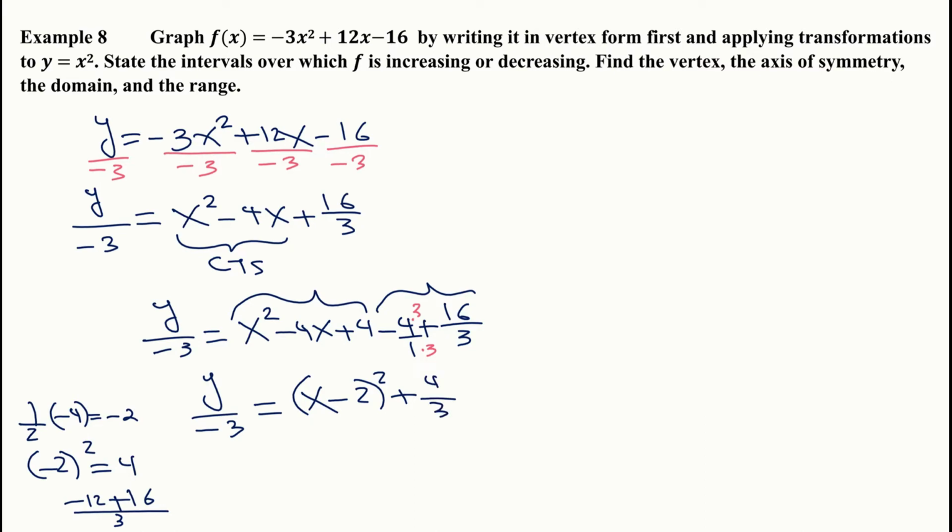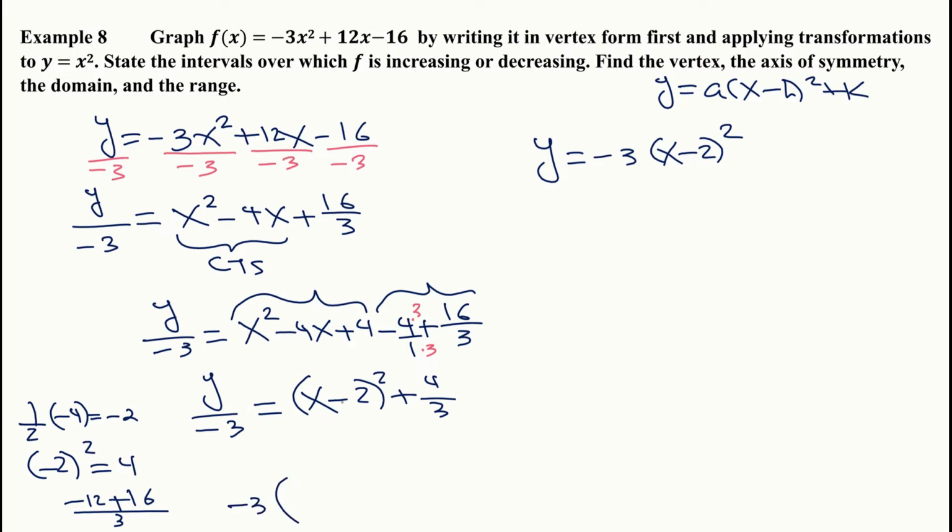Like so, okay? Now that we are almost in the form that we want, we're finished with this dividing by negative 3 business. That served its purpose. Now we need to multiply it back in so that we do end up in this form. Okay, so go ahead and multiply both sides by negative 3. So you end up with y equals negative 3 times x minus 2 squared. And what is negative 3 times 4/3? Well, the 3's will cancel out, right? But you end up with what? Negative 4. So minus 4.